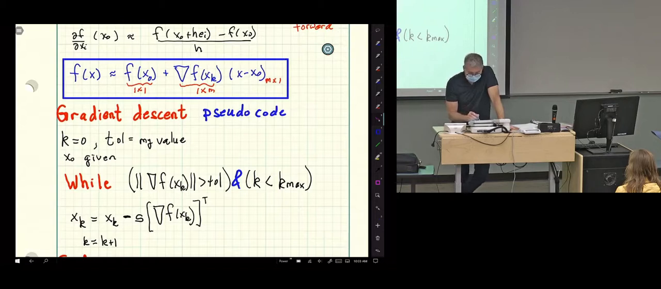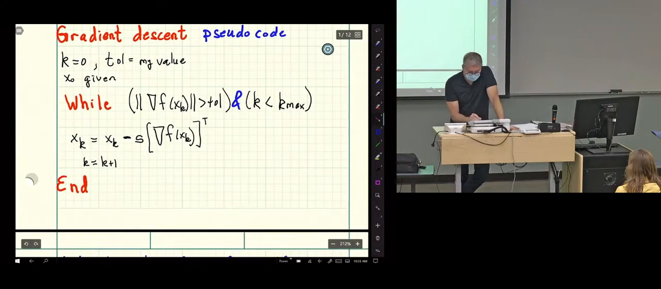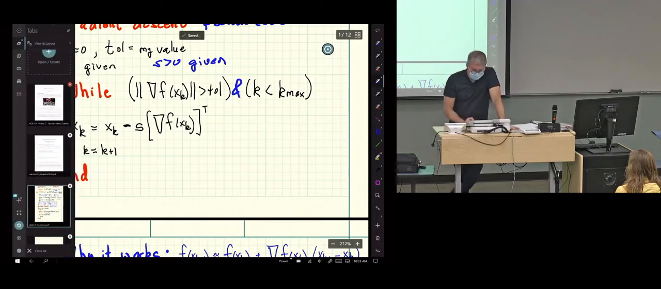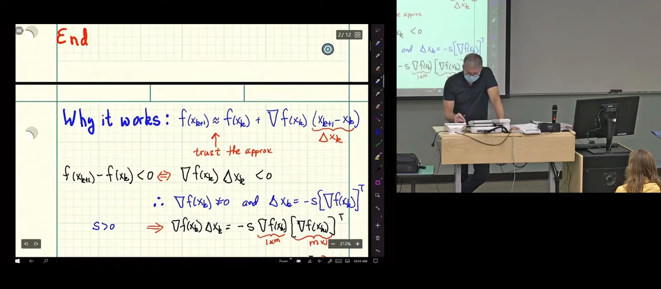And so gradient descent, the pseudocode would be: I start my counter, I set a tolerance to my favorite value, I initialize, and then while the norm of the gradient is bigger than the tolerance and I haven't iterated too many times, I update my current value in the direction of the transpose of the gradient, with a minus sign and s being a positive number, so that should be selected as well. s positive given. We will descend.